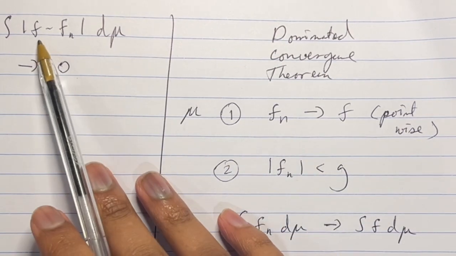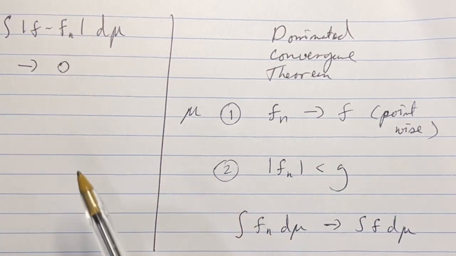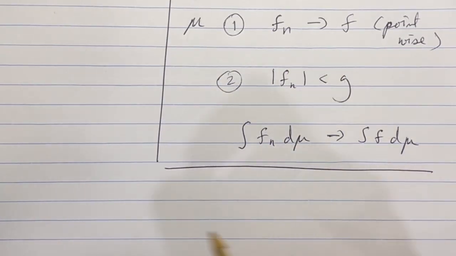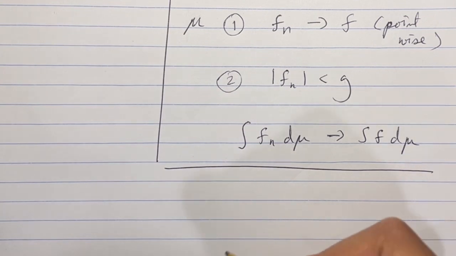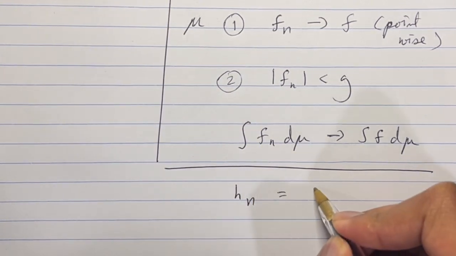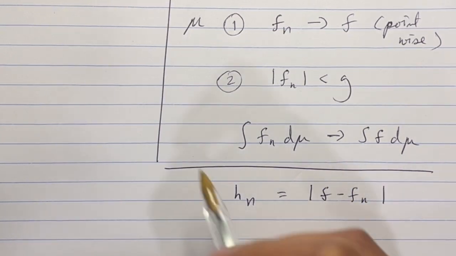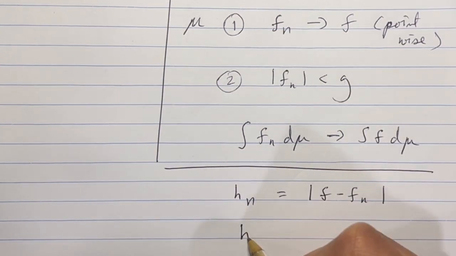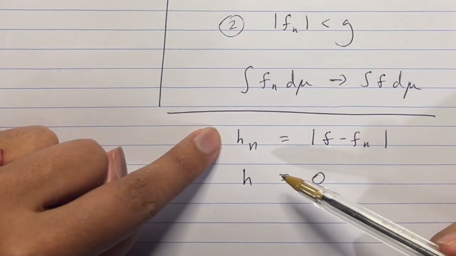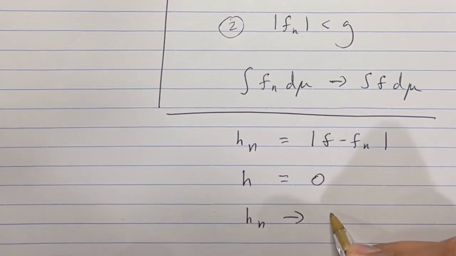The first property is that we want this f minus f_n to converge. Because we want to use the dominated convergence theorem on it, we're going to name this a new function. So let's call it h. Okay, h_n is equal to the absolute value of f minus f_n, and we're going to call the limit h, and this limit is going to be 0. So first of all, we're going to show that h_n tends to h.